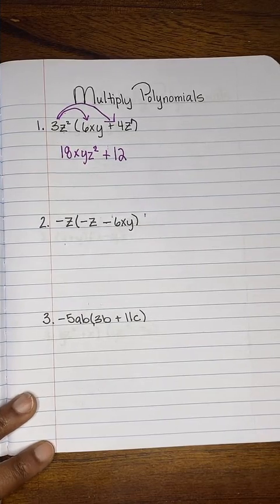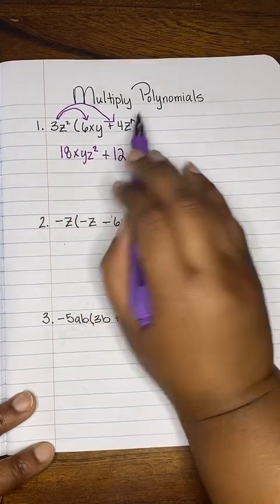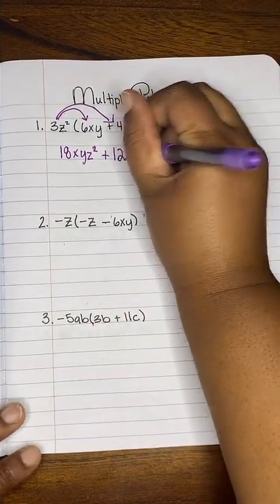How many z's do we have together? Good. People are saying 3. Yes, because 2 plus 1 is z to the 3rd.